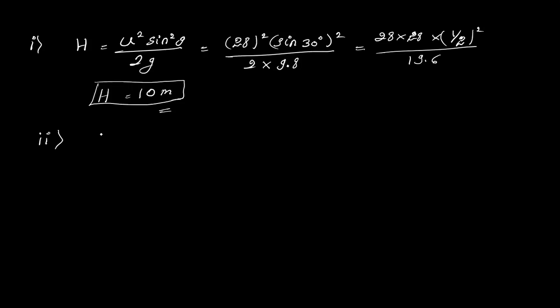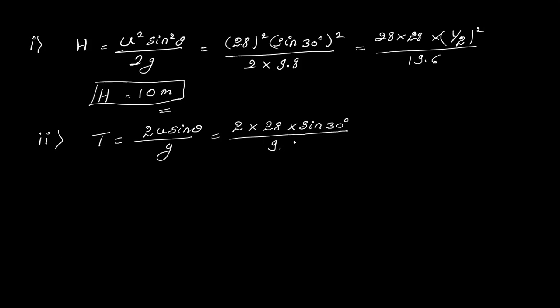The second one, time of flight, the total time taken to reach the same level. That is 2u sine theta divided by g. It is 2 into u, u is 28, into sine theta, sine 30 degree, divided by 9.8. Okay, solve for this. After solving, you get 2.9 seconds.